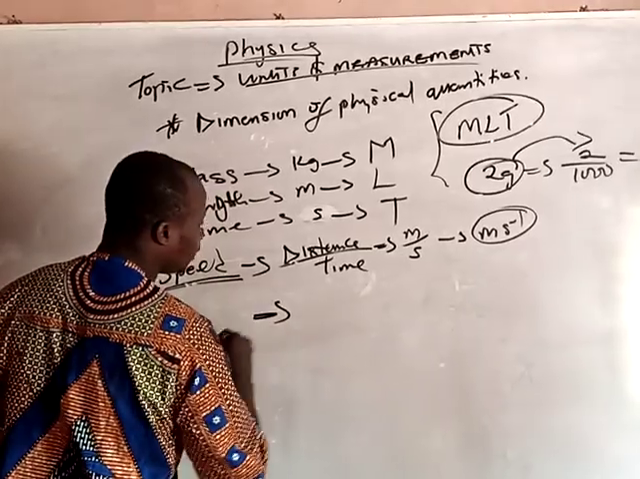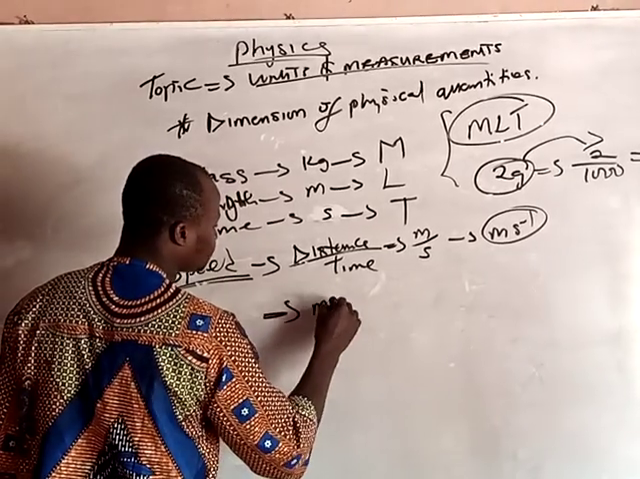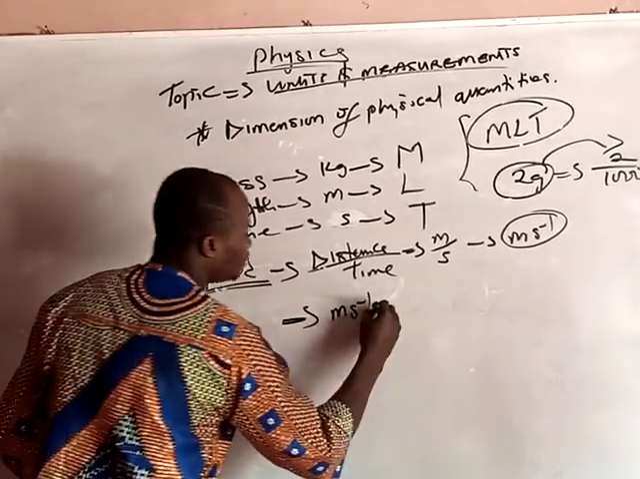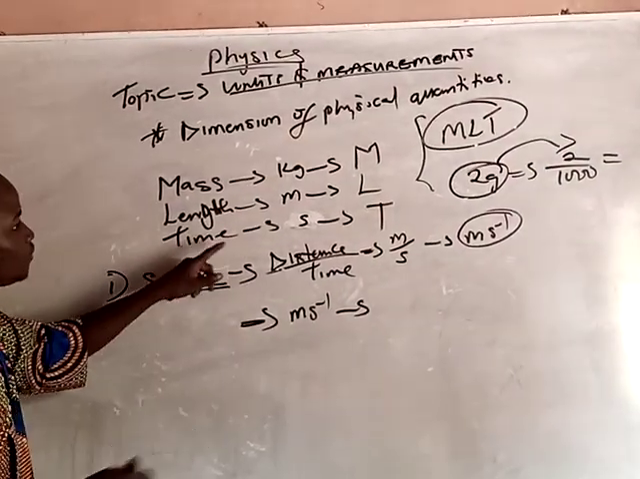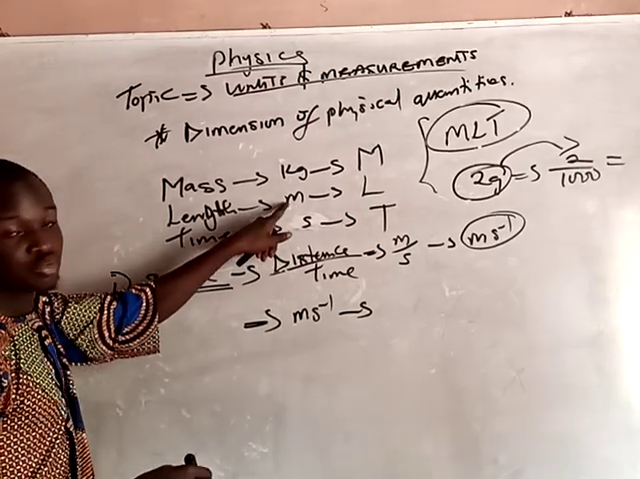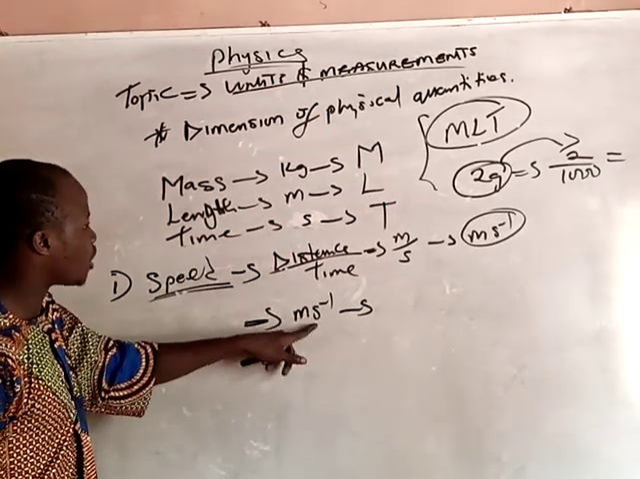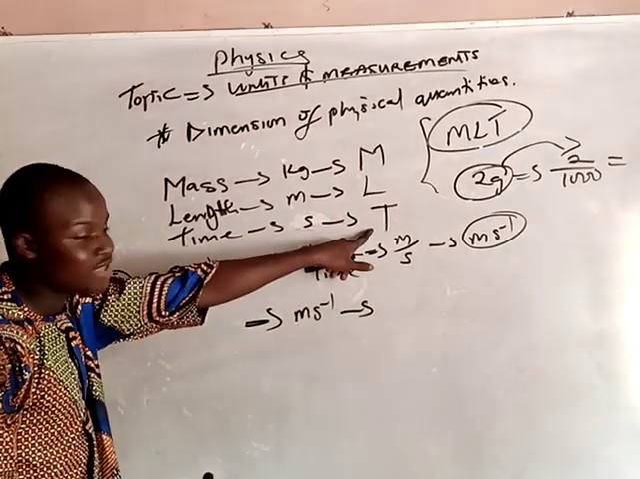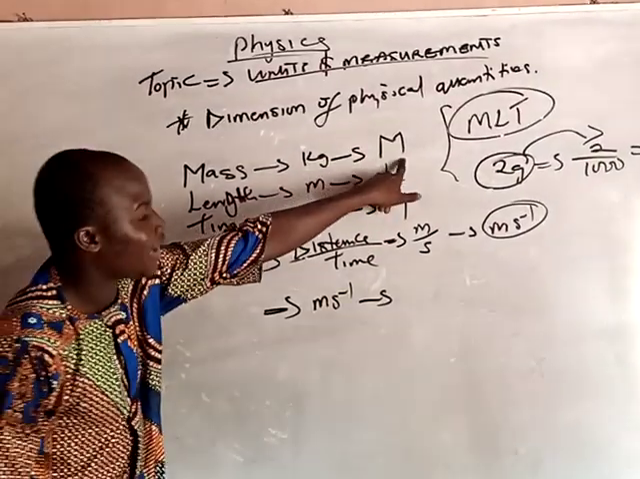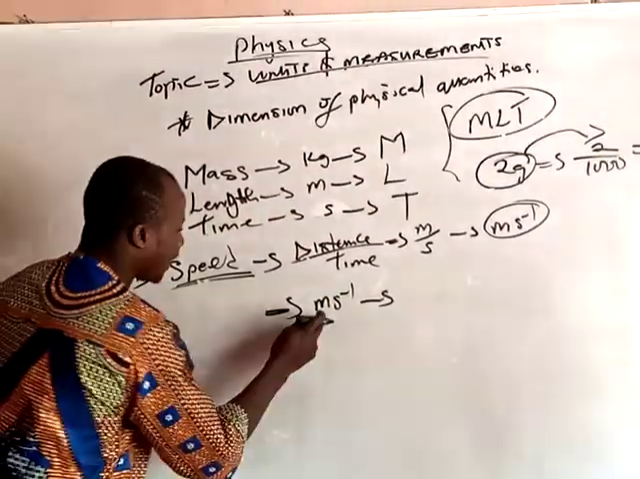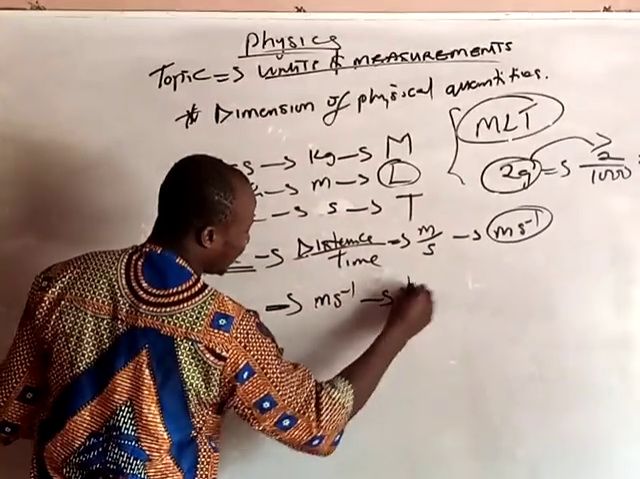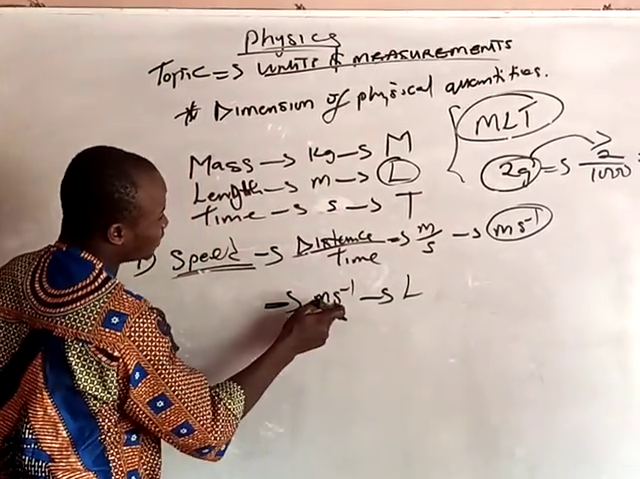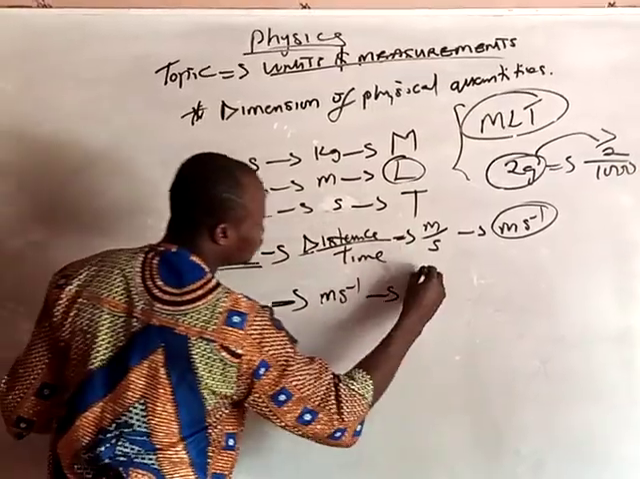Look at the dimension here. Since the unit of speed is meter per second, now the dimension. Wherever you see meter, I've told you, you represent it with L. Wherever you see seconds, T. Wherever you see kilogram, capital M. Now, this meter is talking about length, L. This S is seconds, talking about time, T.